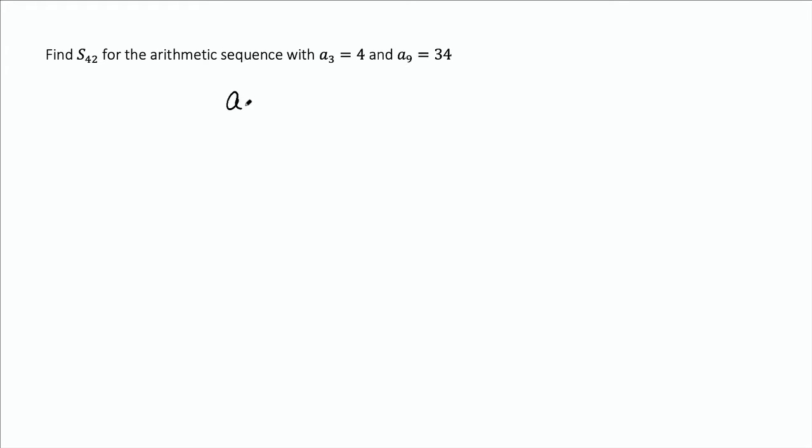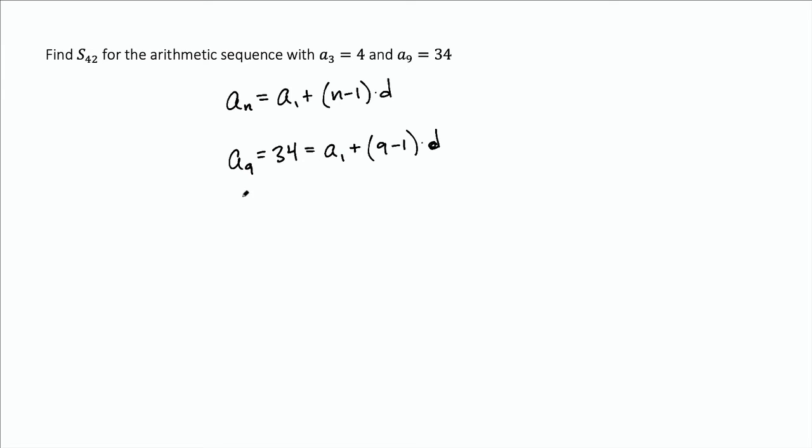We'll start by looking just at our nth term formula. The nth term of an arithmetic sequence is a1 plus n minus 1 times the common difference. So we know two different terms. a9 is 34. If I plug that in here, I get a1 plus, this is the ninth term, so 9 minus 1, times the common difference, which we don't know yet.